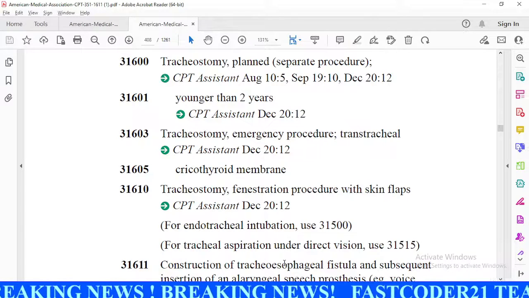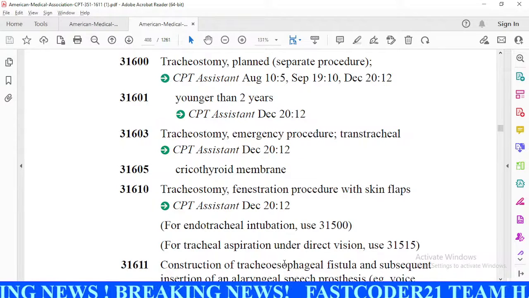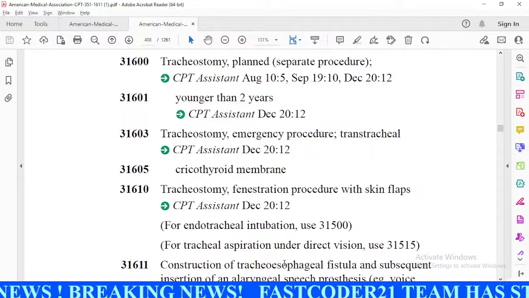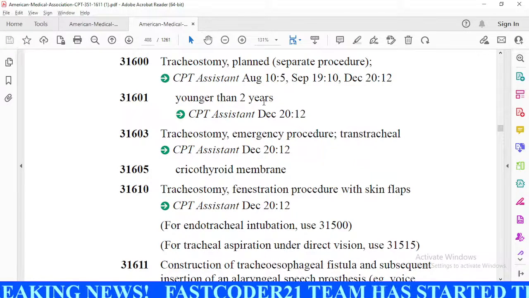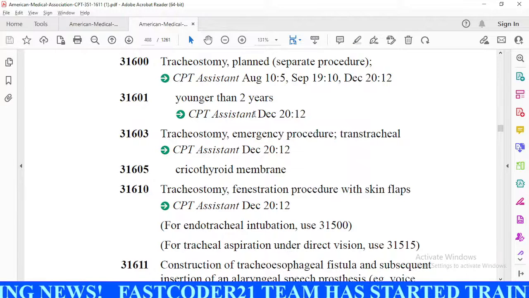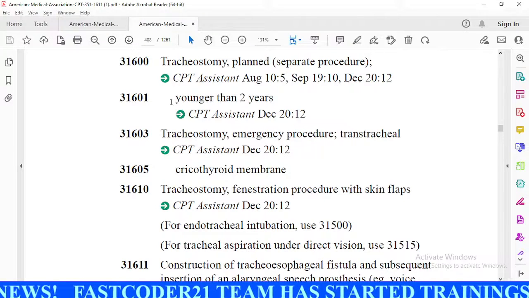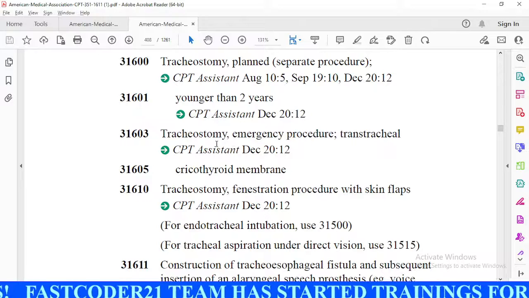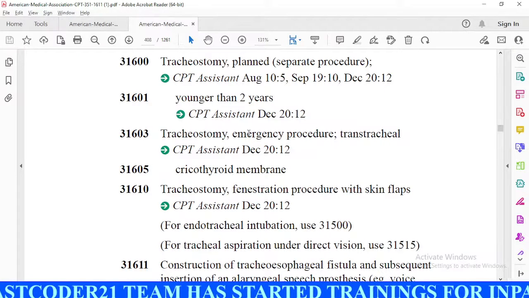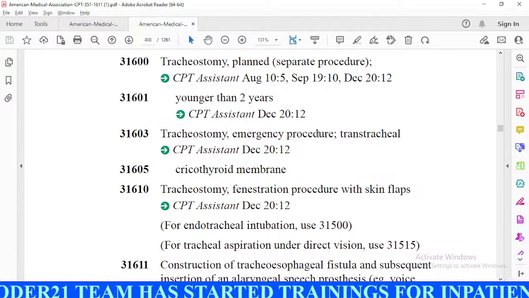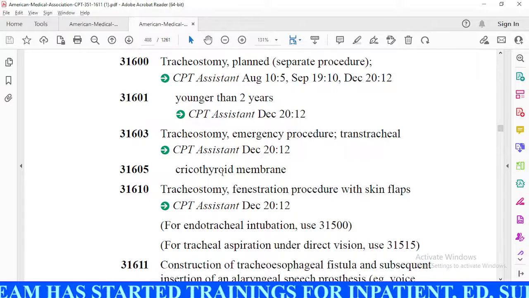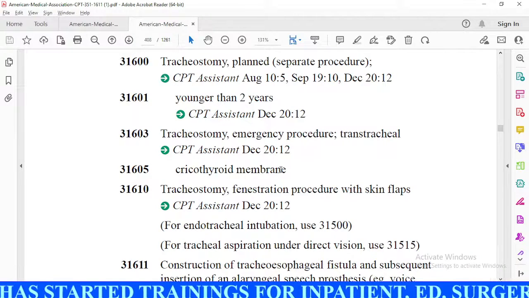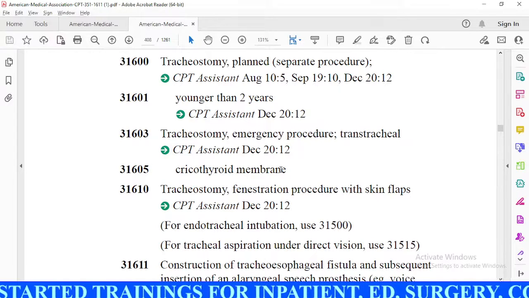Yes, you can code 31600 if the patient is 2 years. Why? Because 31601 clearly states younger than 2 years. If it is 2 years, you can code 31600. And here also you can check, this is a planned procedure, and 31603 is an emergency procedure. This is one type using the cricothyroid membrane.